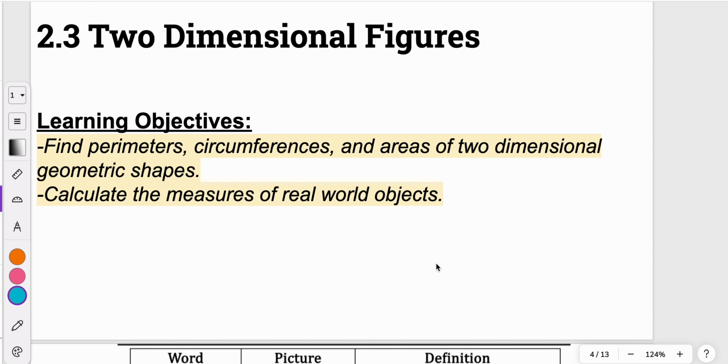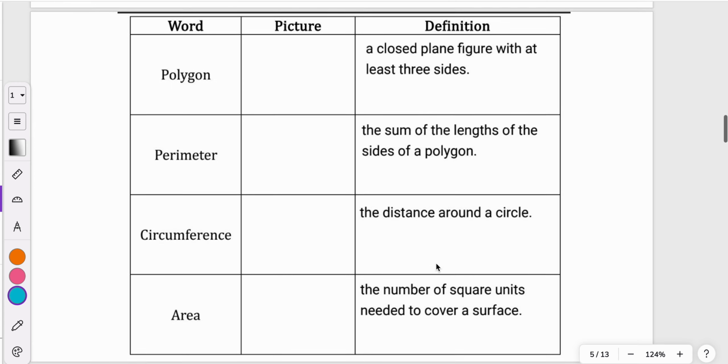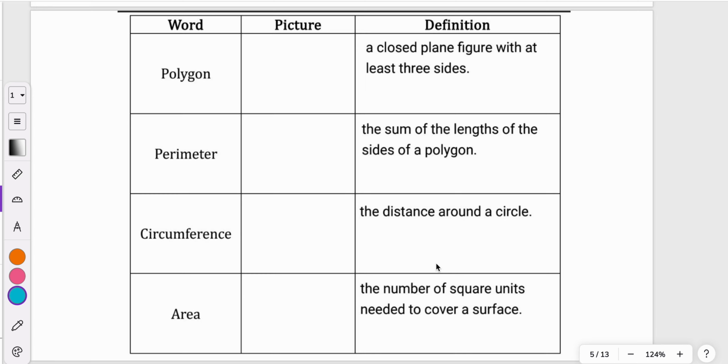Today we're going to be looking at our lesson 2.3, two-dimensional figures, and our main goal of this one is to be able to find perimeters, circumferences, and areas of two-dimensional geometric shapes, and then be able to calculate measures of real-world objects. We've got a few vocabulary terms first.